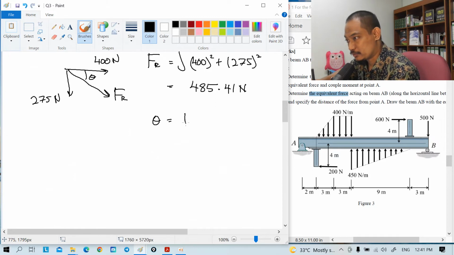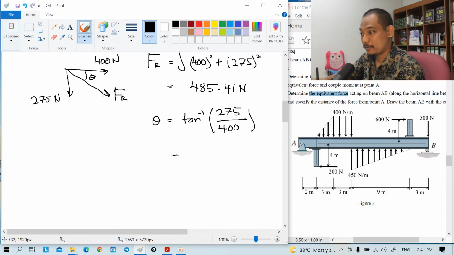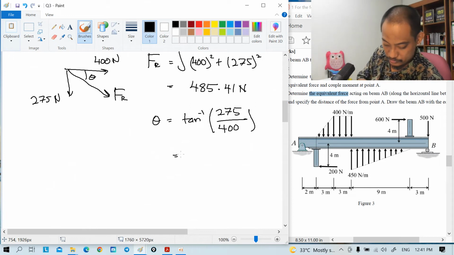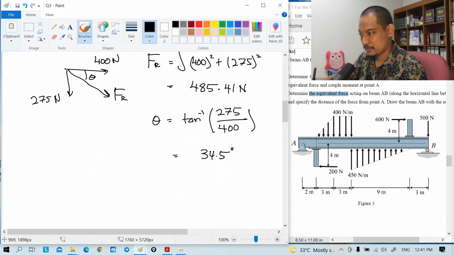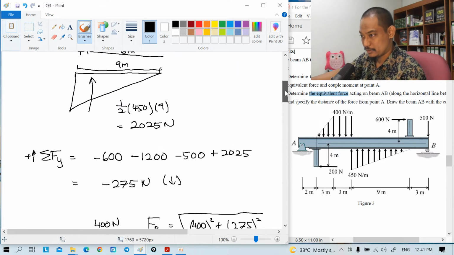Alright, and what about the theta? Theta equals tangent inverse of 275 over 400. Then tangent inverse of 275 divided by 400 gives 34.5 degrees. Okay, that's the equivalent force and the direction, right?